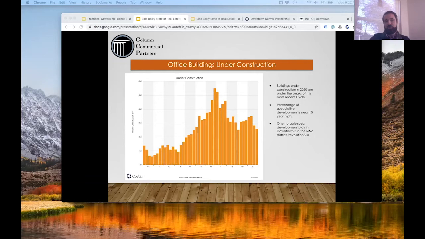But it really just explains why developers are going to sit and wait and see what happens in the Denver market. But this is happening nationally. This isn't specific to Denver. It's happening all across the US, where developers are playing the wait and see game.